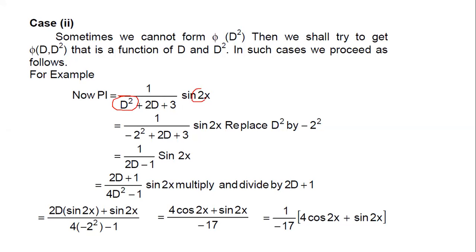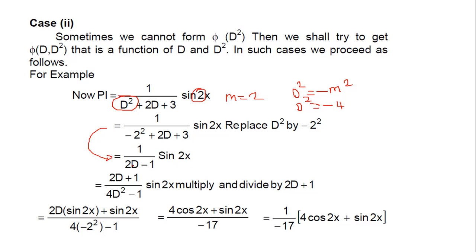Here it is in sin mx format, so m equal to 2 here. But d square is minus m square, so d square equals minus 2 square, which is minus 4. You have to substitute d square equal to minus 4. So minus 4 plus 3 is minus 1, so 2d minus 1 will come. The step is 2d minus 1 on sine 2x.